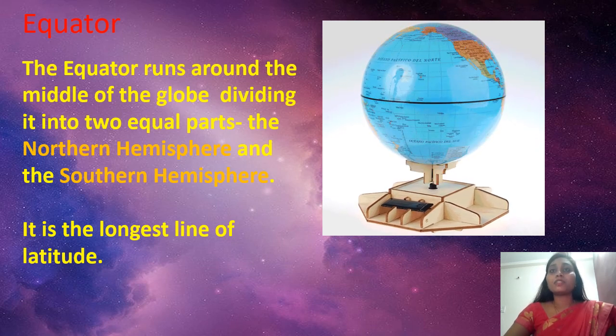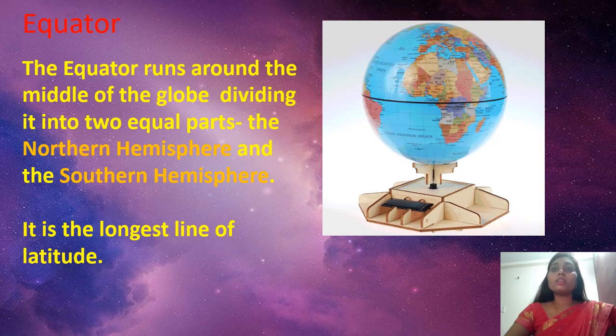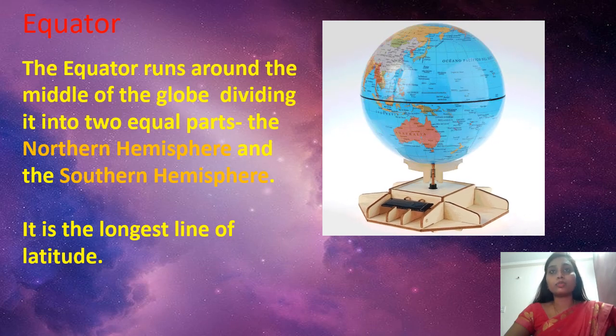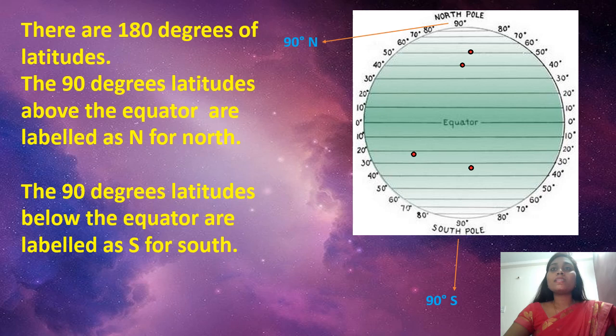This line, which we call as equator, is also the longest line of latitude. The equator always lies at the center of the globe. There are 180 degrees of latitudes. The 90-degree latitudes above the equator, all the 0 to 90 degrees that you see above the equator line, are labeled as N for north, whereas the 90-degree latitudes that are below the equator are labeled as 90 degrees S.